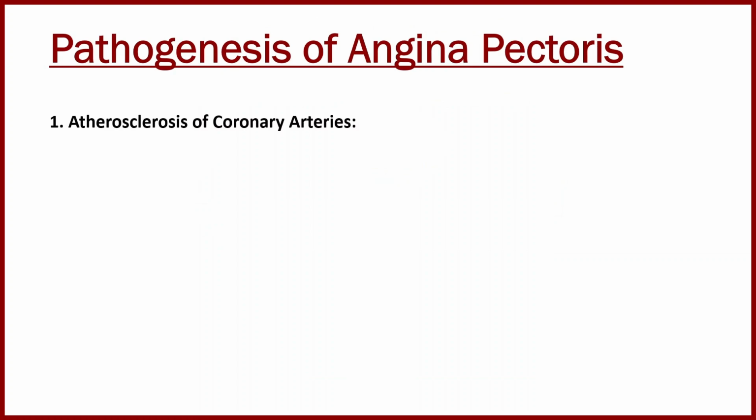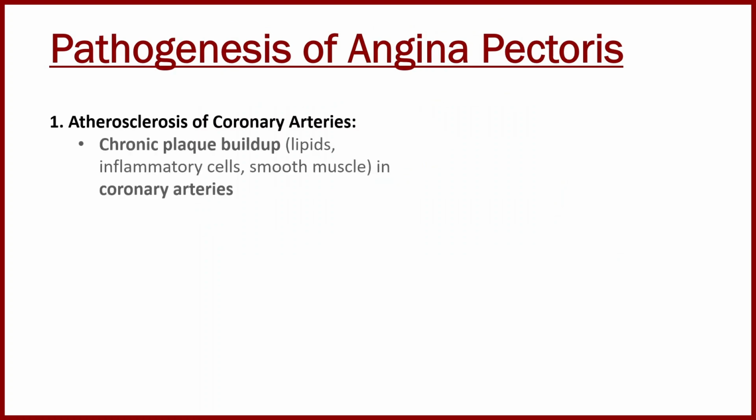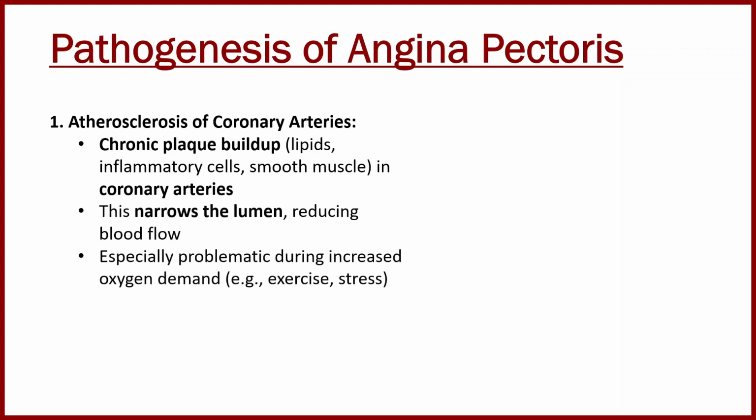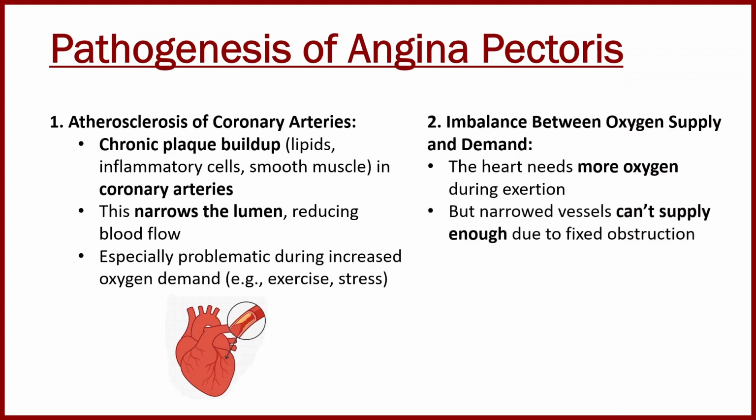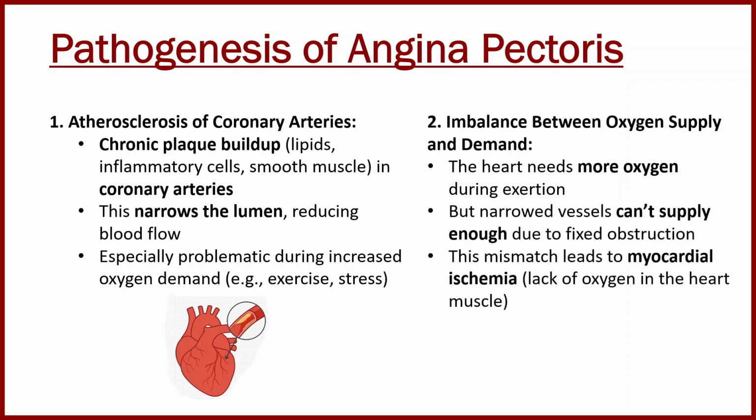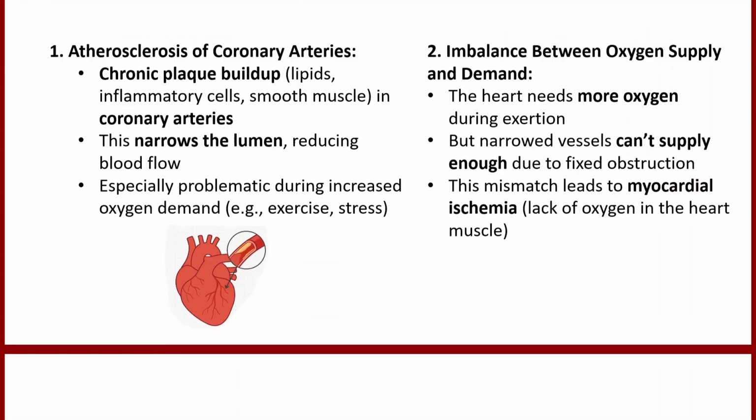Pathogenesis of angina pectoris. There is atherosclerosis of coronary arteries leading to chronic plaque buildup in coronary arteries. This narrows the lumen, reducing blood flow, especially problematic during increased oxygen demand. Imbalance between oxygen supply and demand. The heart needs more oxygen during exertion, but narrowed vessels can't supply. This mismatch leads to myocardial ischemia.